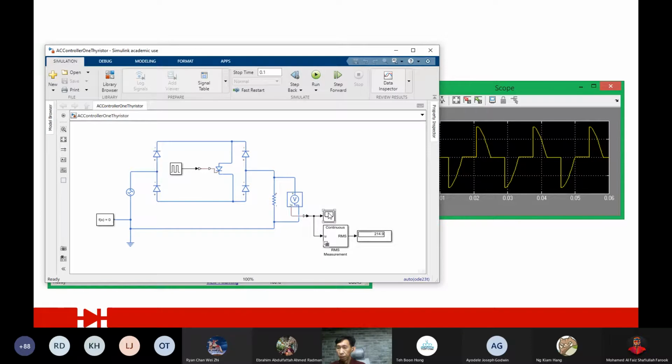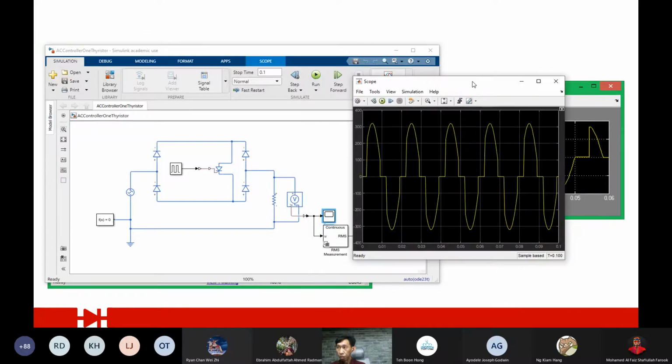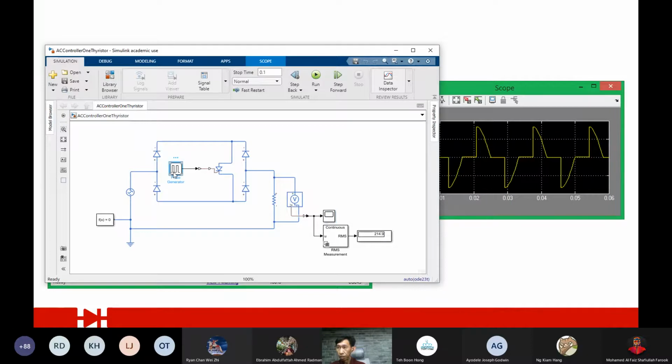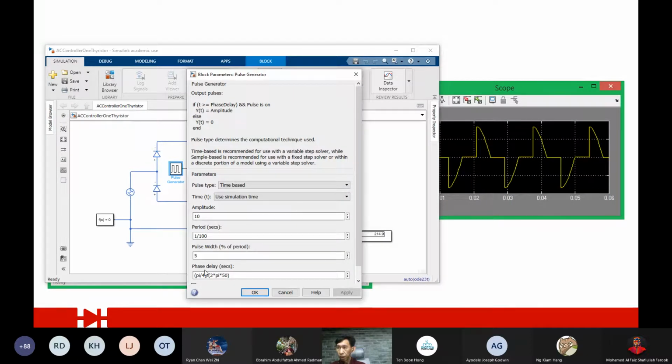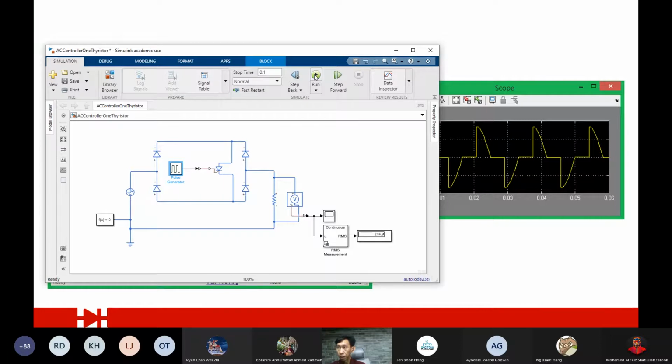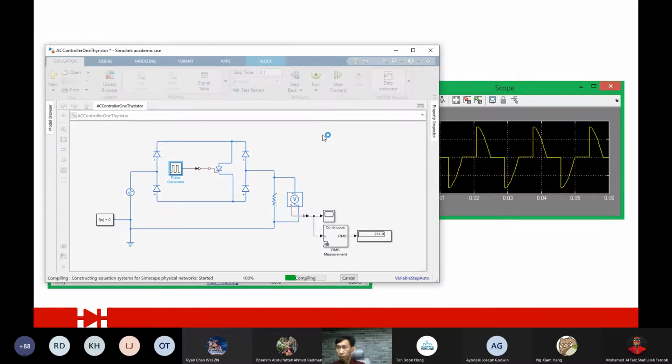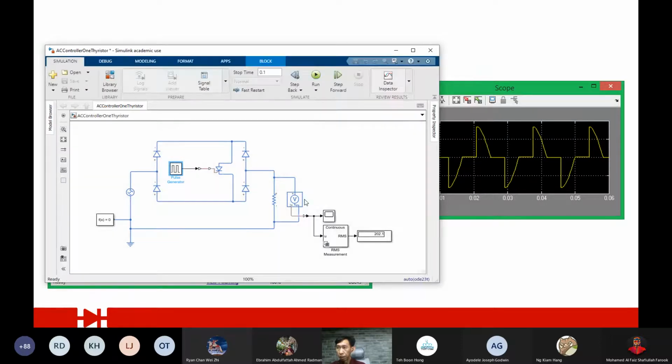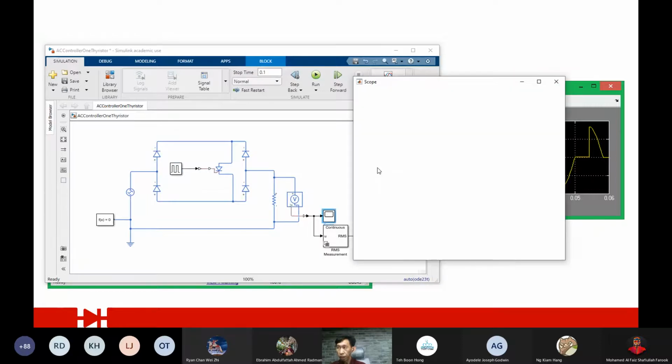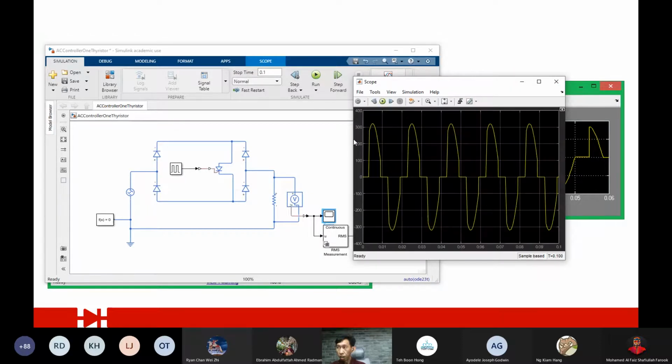And if everything works correctly, you will have the same result. All right. If I divide it by 3, you can see much more clearly. Divided by 3, and I run this again. So this is just another alternative way of doing this AC controller.